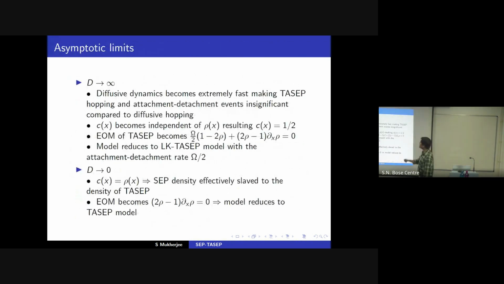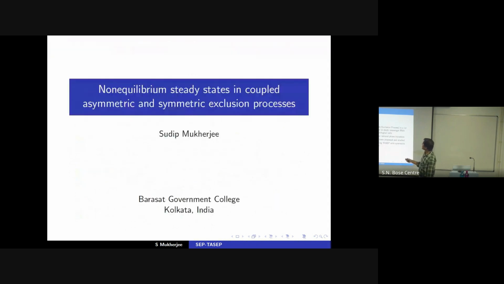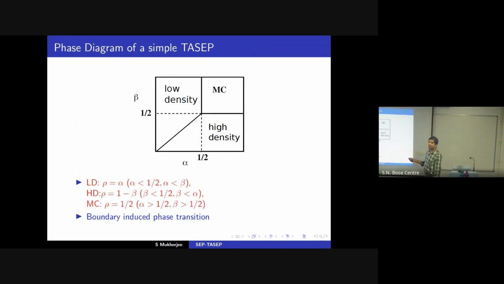Now we consider the other extreme, where we consider the D going to 0 limit. Then the only effective dynamics in the shape channel is the attachment detachment process. And the shape density effectively is slaved to the Tassel density, which mathematically gives C(x) equal to rho(x). With this C(x) equal to rho(x) and D going to 0, the equation of motion becomes (2rho minus 1) del x of rho equal to 0. If you go back to the slide of the original Tassel model, you see this is the actual equation of motion of the original Tassel model. So in the other limit, where D goes to 0, our model reduces to the original Tassel model.